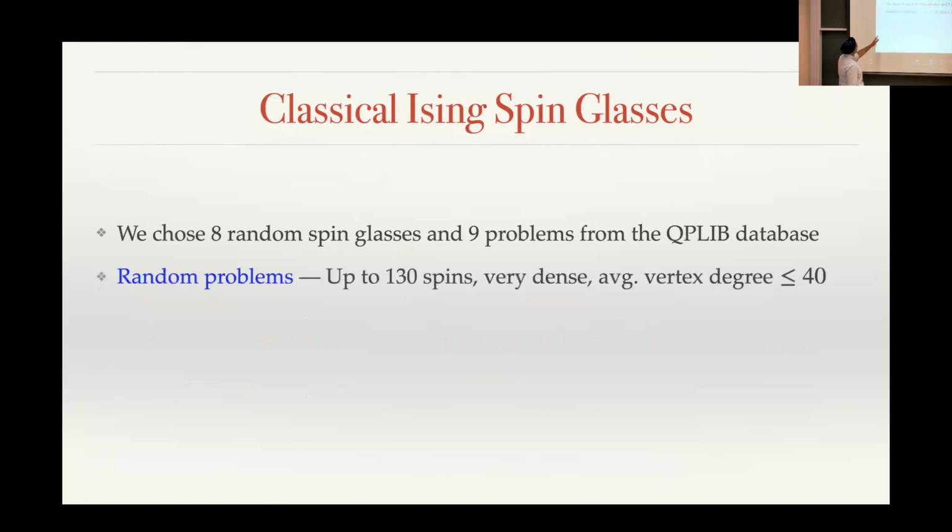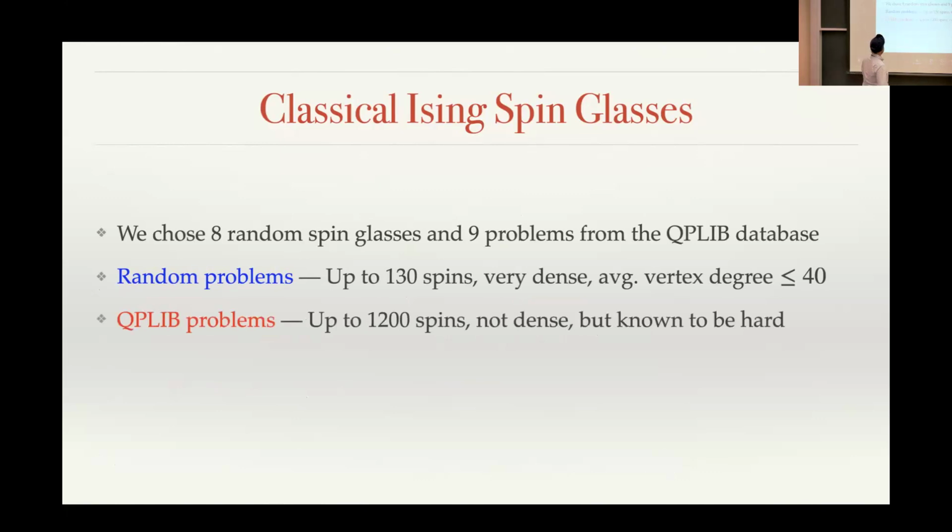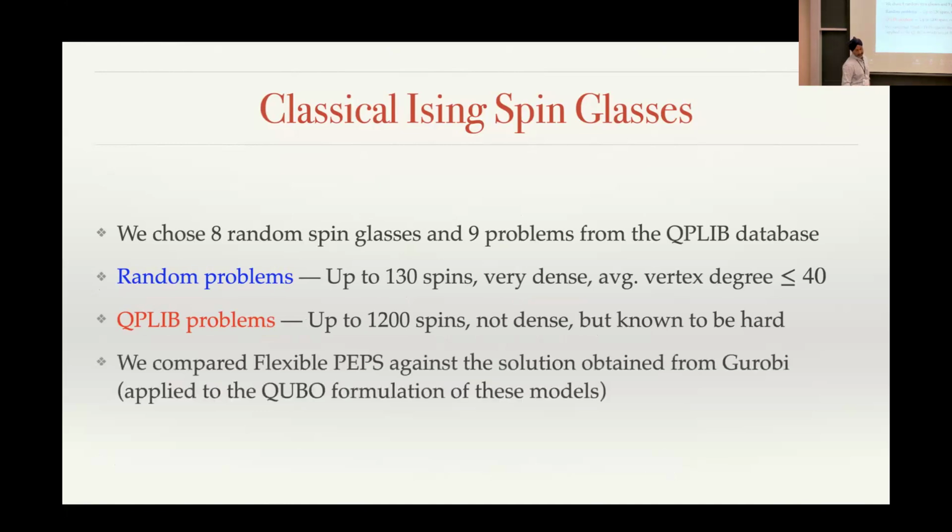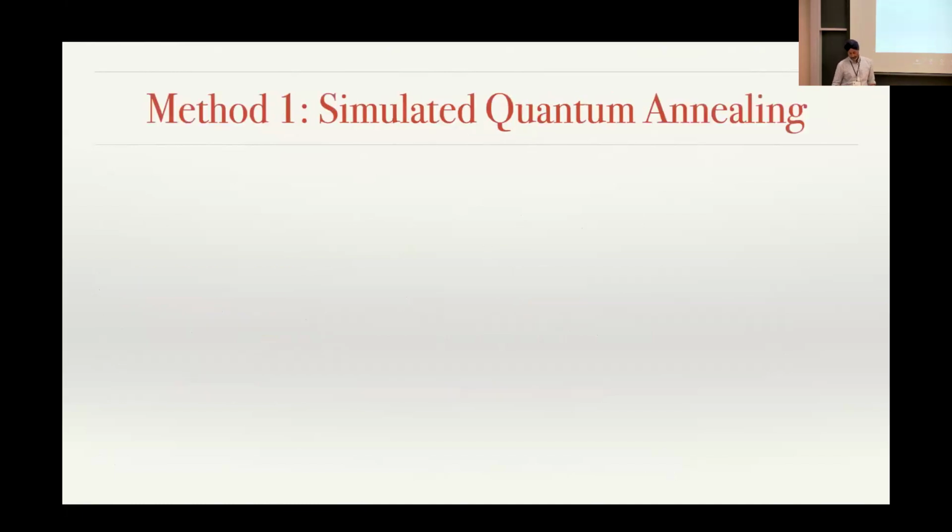For the random problems, we went up to 130 spins, but very densely connected, with an average vertex degree of about 40. The QPLIB problems are not densely connected, but they were large, up to 1200 spins, and they're also known to be hard. And we compared our flexible PEPS method, with this flexible geometry, with Gurobi.